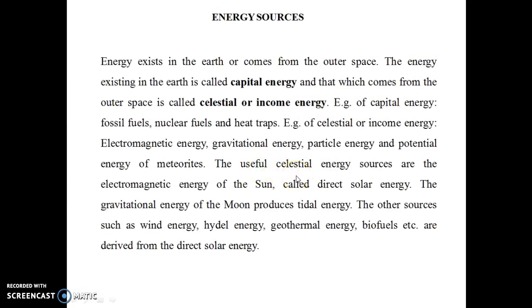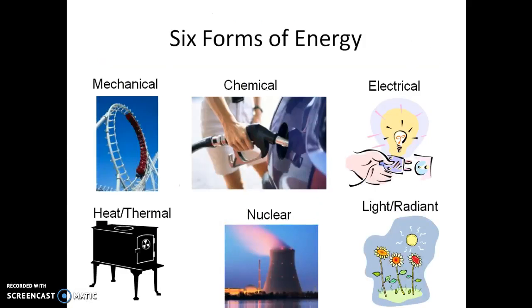So we're going to discuss the forms of energies. Basically we have 6 forms of energy: mechanical energy, chemical energy, which we can convert into heat energy in the form of thermal, and in the same way electrical energy, heat or thermal, nuclear, and light or radiant energy.